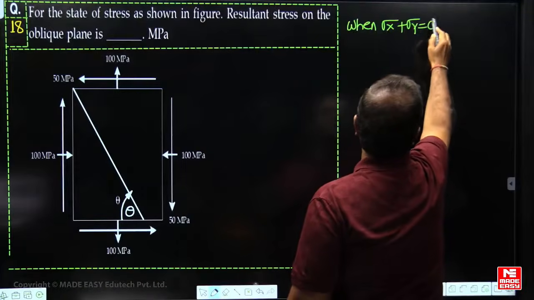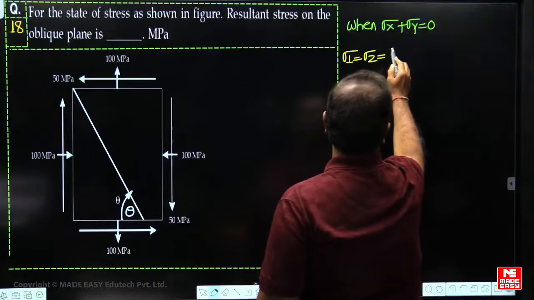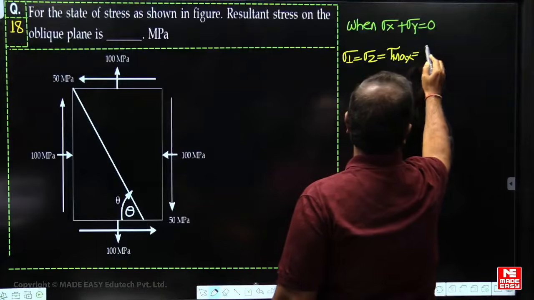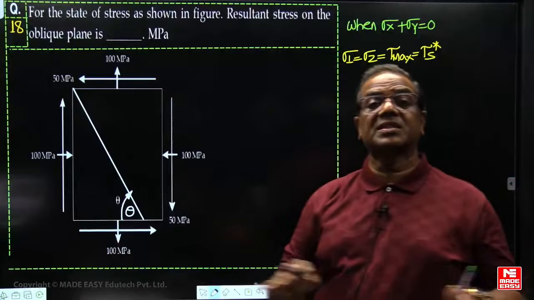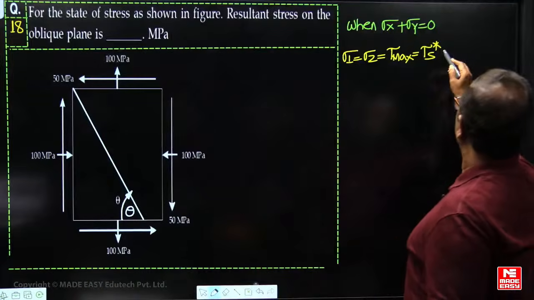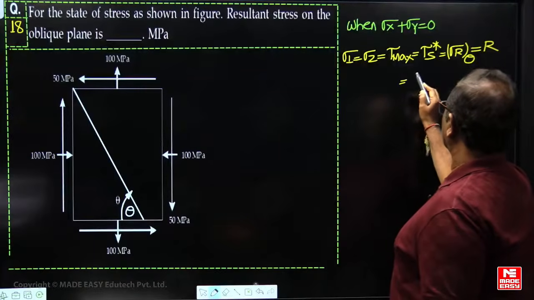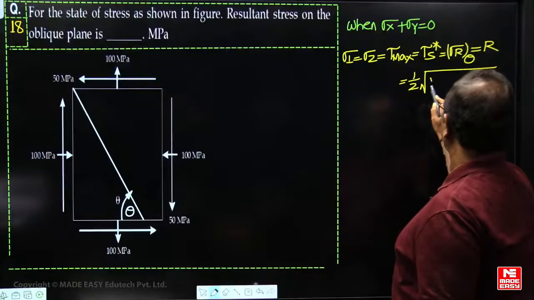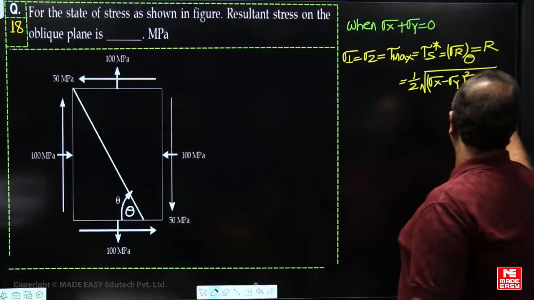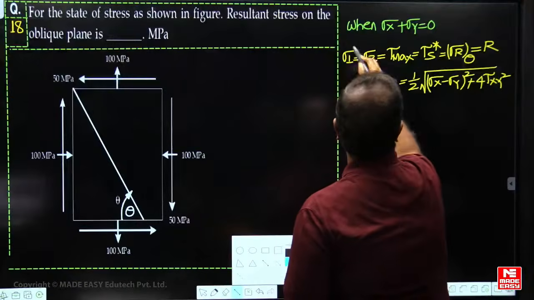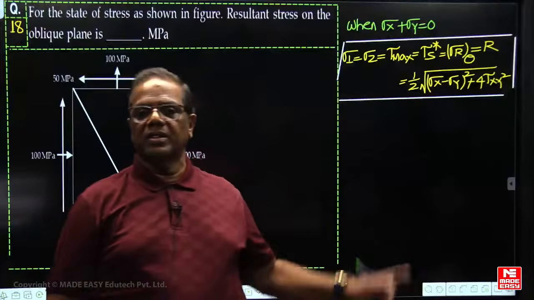When sigma x plus sigma y is 0: sigma 1, sigma 2, tau max, tau s star. The shear stress on planes of pure shear, tau s star, is equal to the resultant stress on any plane, which is equal to the radius of the Mohr circle. What is the radius equation now? I framed the questions in such a way that all the conclusions are covered. These are all things you have discussed now.